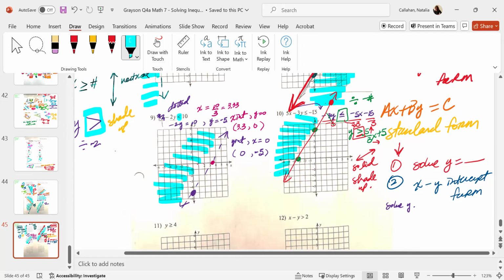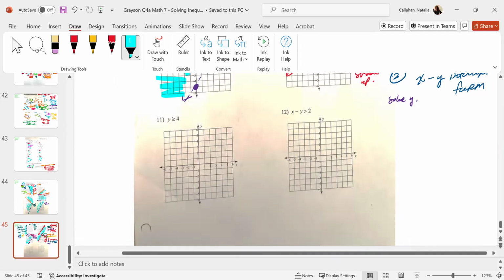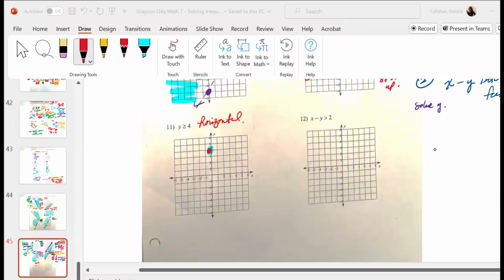This one doesn't have a slope. Is it horizontal or is it vertical? Horizontal. Yeah, F4. That's where it is, right? It's going to be a horizontal line. It's a horizontal line. Is it going to be a dotted line or a solid line? Solid or dotted? Shade up or down? Up.